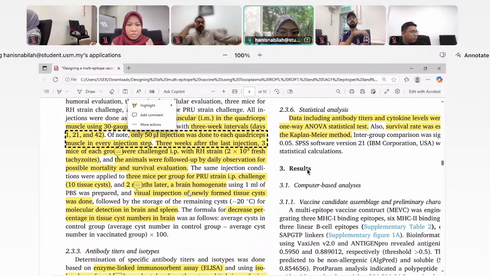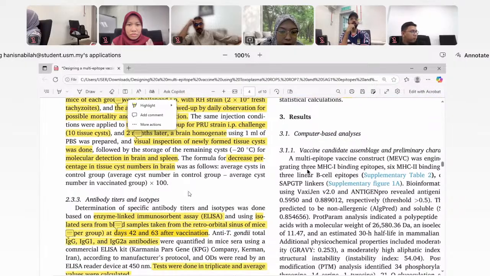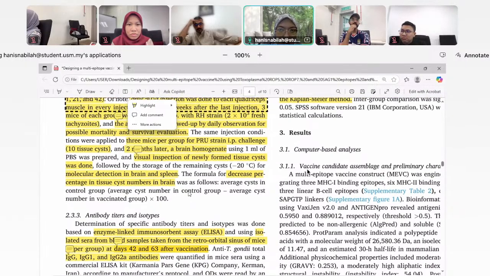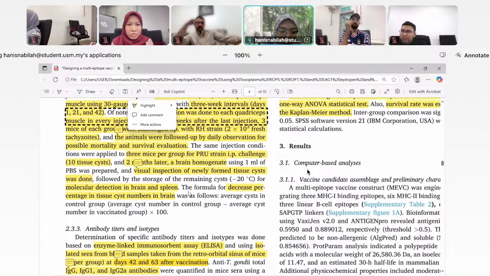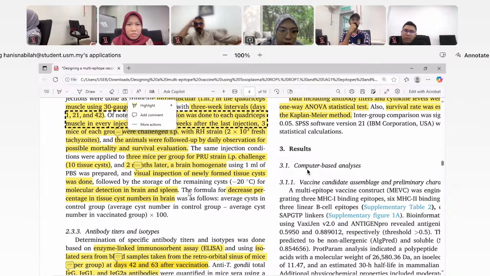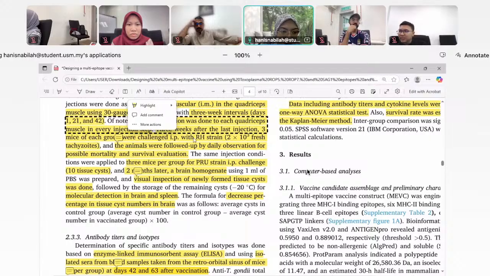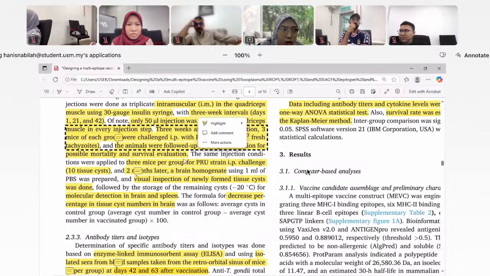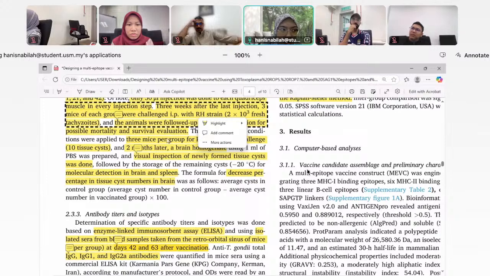Also, the leg has more muscle, so there's less chance that you will injure a bone, like the quadriceps. This is muscle, and this is an intramuscular injection.